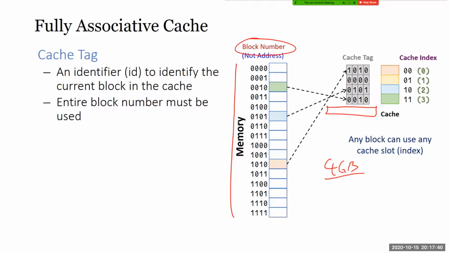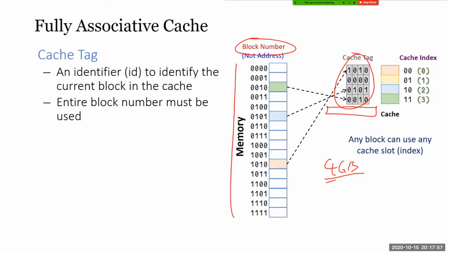Of course here you use block number, so it might be a little bit more efficient. So not to say each block is 1 byte. It's just a block. So the number of bits in your cache tag must be enough to hold the block.